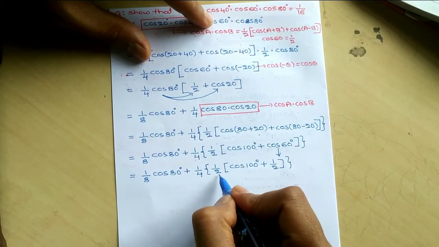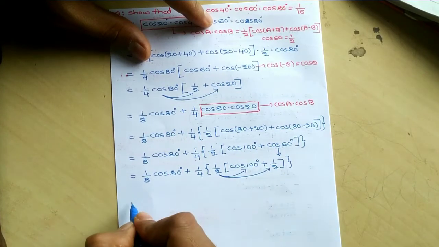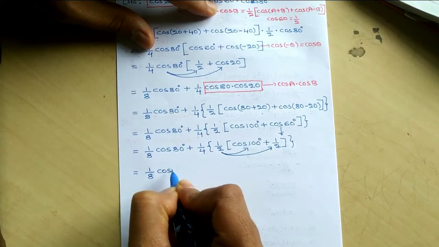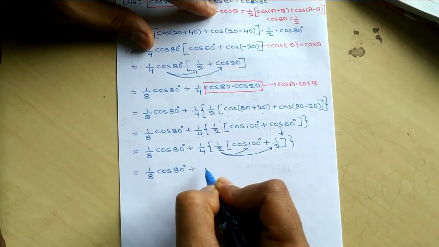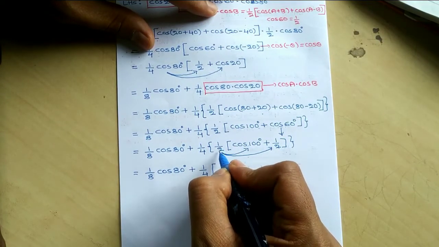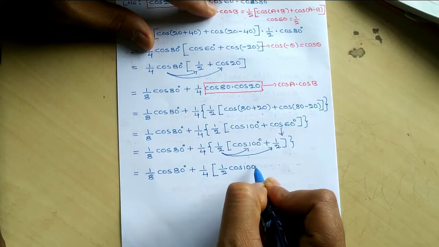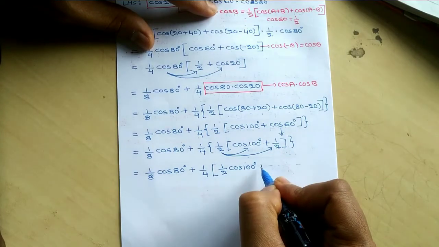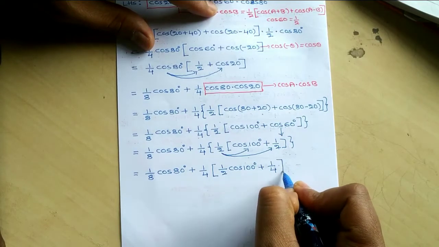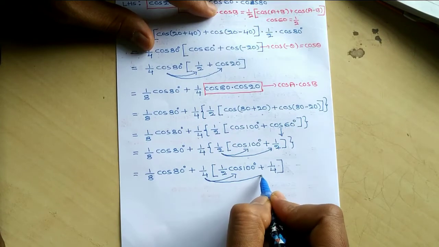So next time this bracket you open. So these two you multiply. So next, which is equals to 1 divided by 8 into cos 80 degree plus 1 divided by 4 into bracket multiply 1 by 2 into cos 100, 1 divided by 2 into cos 100 plus 1 divided by 2 into 1 divided by 2 is 1 divided by 4. Correct? So next, these two, open the bracket, these two you multiply.